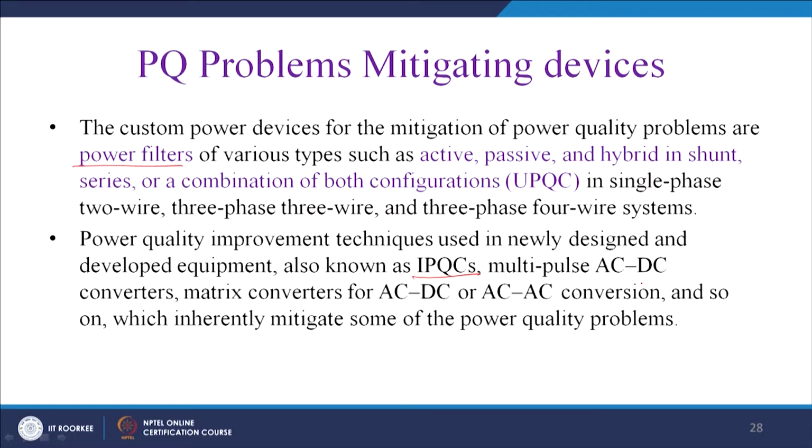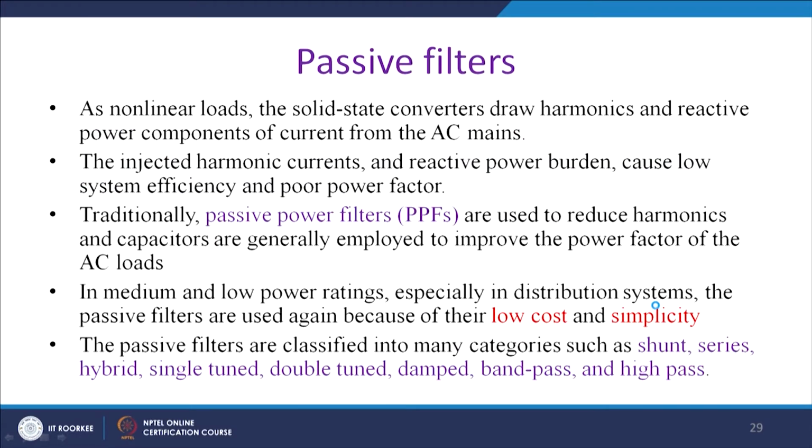Also there are multipurpose AC to DC converters, and matrix converters for AC to DC and AC to AC conversion, which inherently mitigate some of the power quality problems. So, first we shall start with the oldest solution, that is the passive filters.